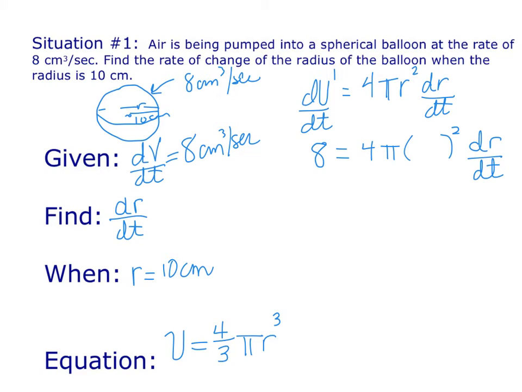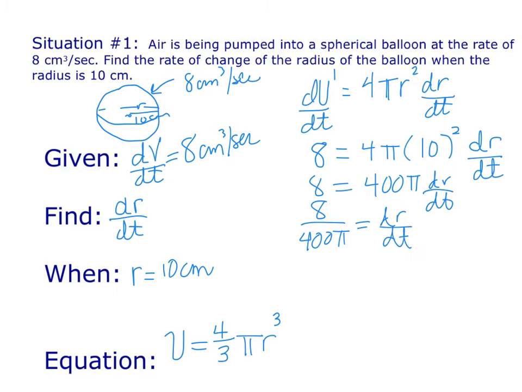So what is the radius? Well, the radius is 10. So that's 100. So this is 400 pi dr dt equals 8. And so I have 8 over 400 pi is dr dt. So that's the rate at which the radius is moving. That would be 2 over 100 pi. And it's moving at a rate of centimeters per second. So it's centimeters per second. So this is my dr dt.